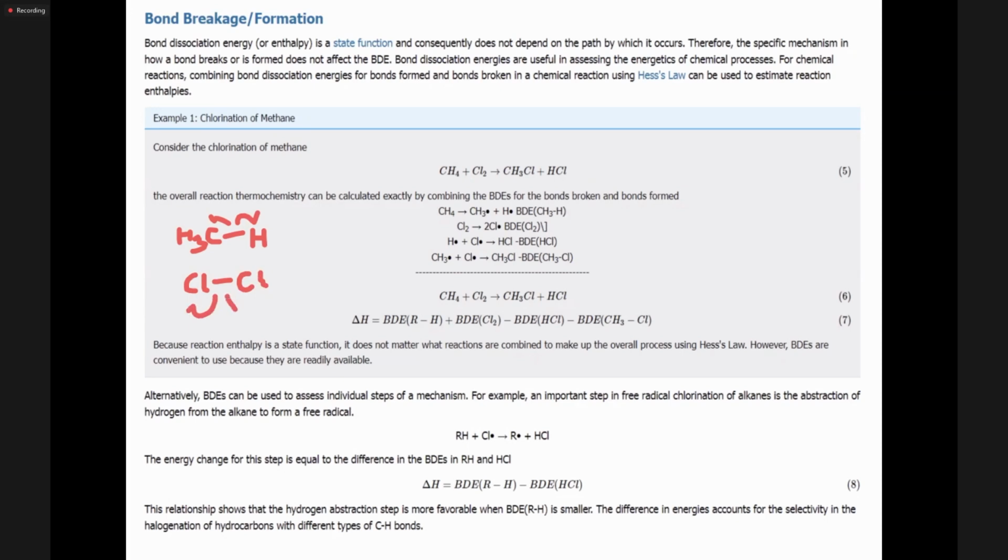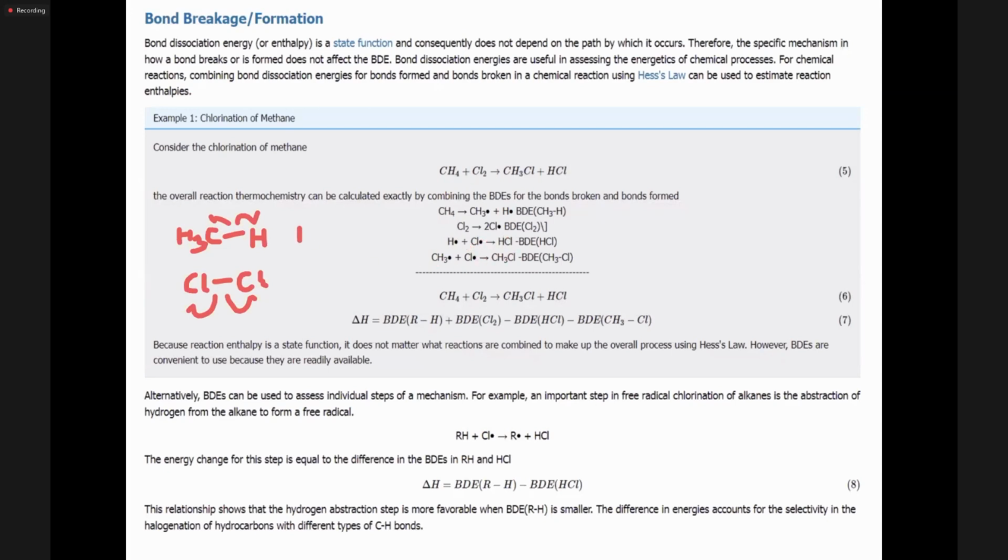One electron on this Cl, another on the other Cl. So two Cl dots will be formed. For the first case, one methyl dot and one H dot are formed. Now we have an H dot here and a Cl dot here. So now we are forming HCl.